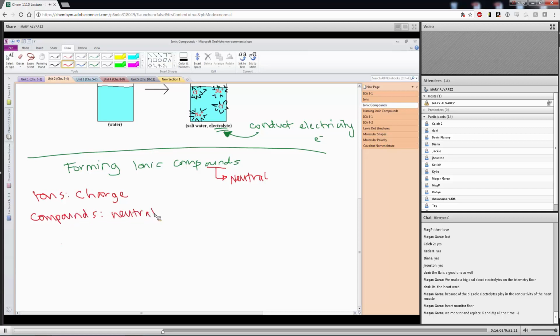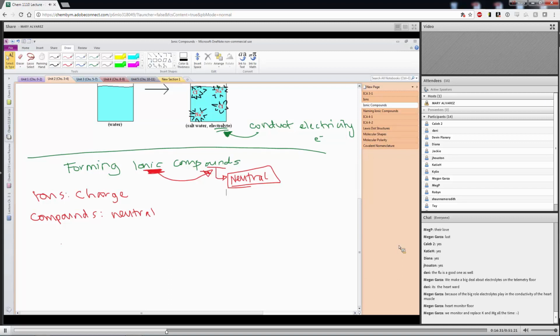So if I have more than one atom and I still have a charge, then I'm just a polyatomic ion. I'm still not a compound, I'm still an ion. So if we're going to form an ionic compound, I have to put my ions together in such a way that what remains is no charge. Okay, because if I still had a charge, it would still be attractive to other ions. It would still be an ion.